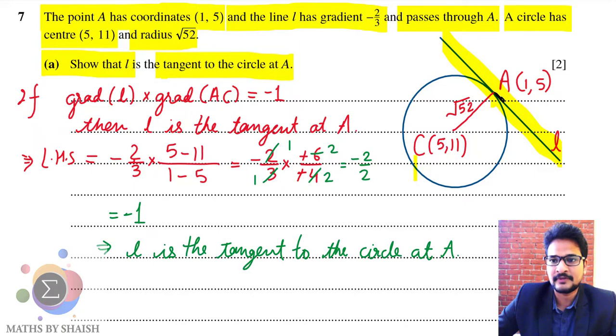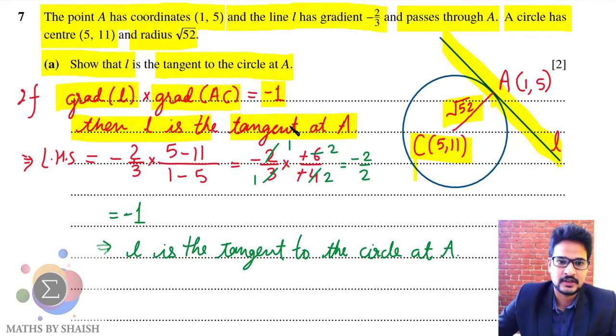So let's consider A is here (1, 5), and C is given, and this is √52. So this is the radius. If we need to prove that L is the tangent, it means the gradient of L and the gradient of AC are negative reciprocals because they are perpendicular. So gradient of L times gradient of AC has to be -1, and then only L is a tangent at A. Because if it is not 90 degrees, then we cannot say that it will intersect here.